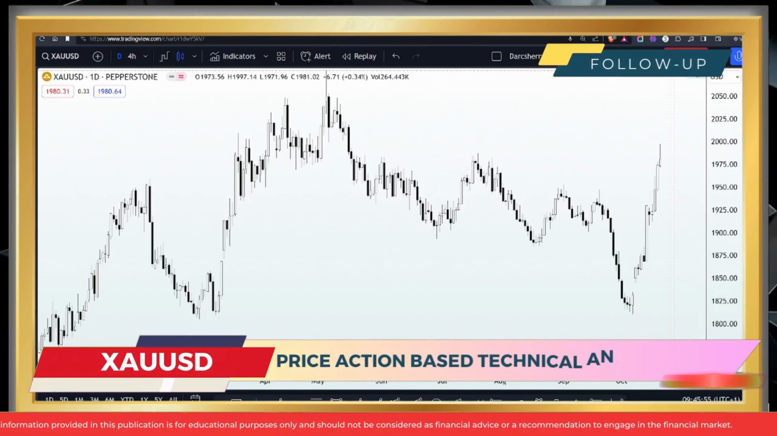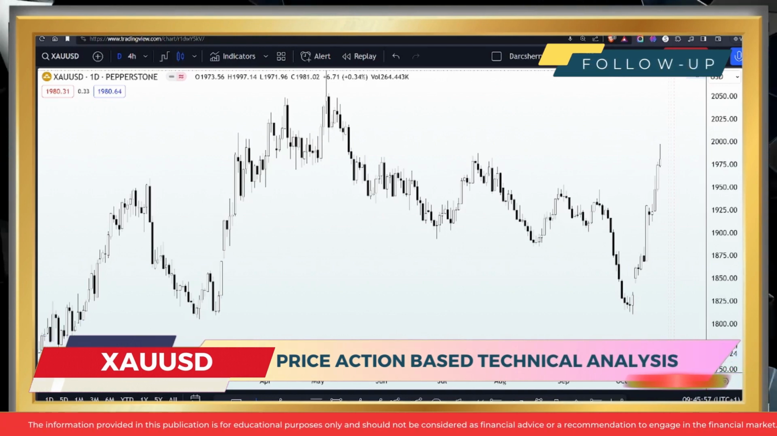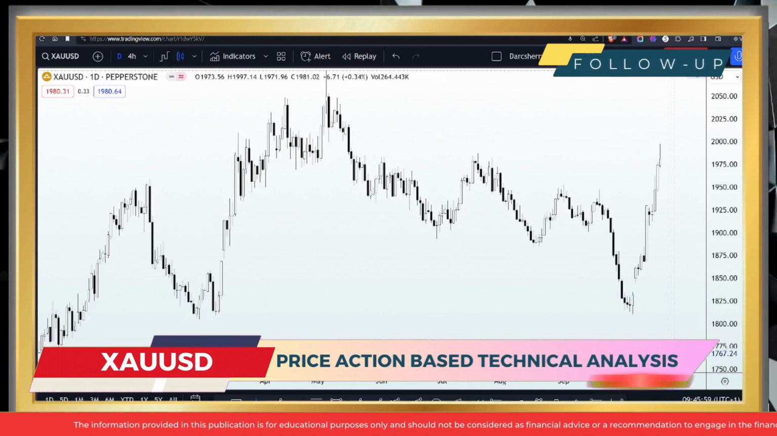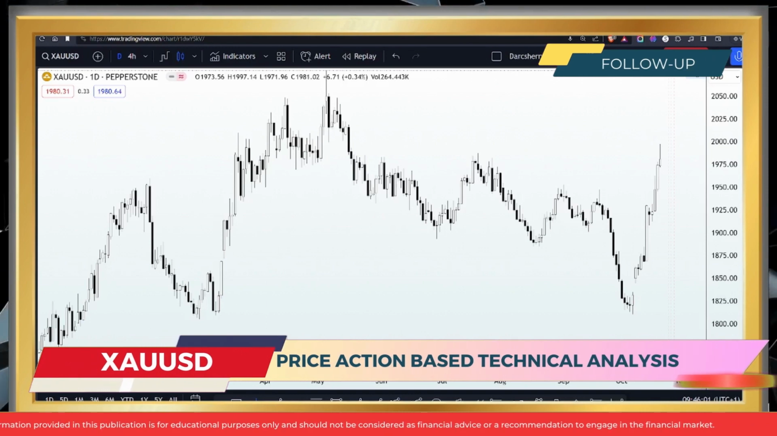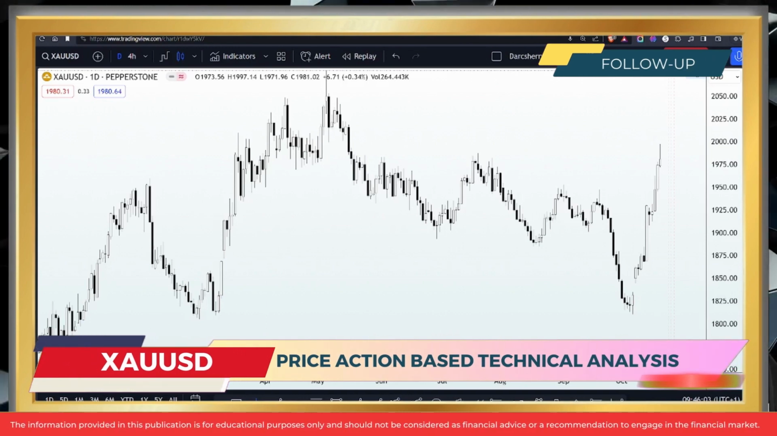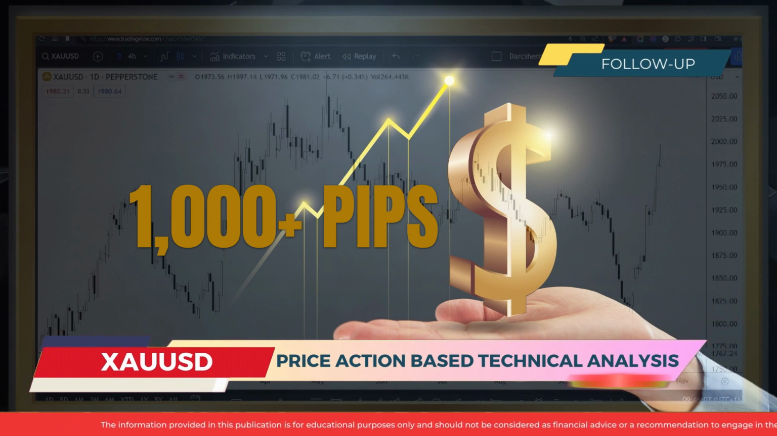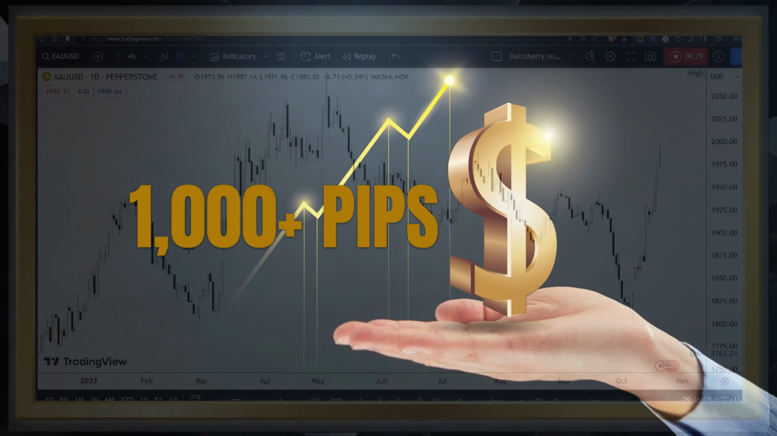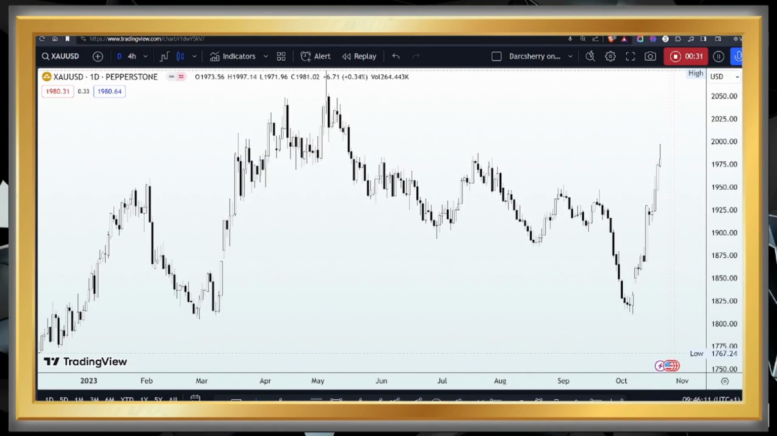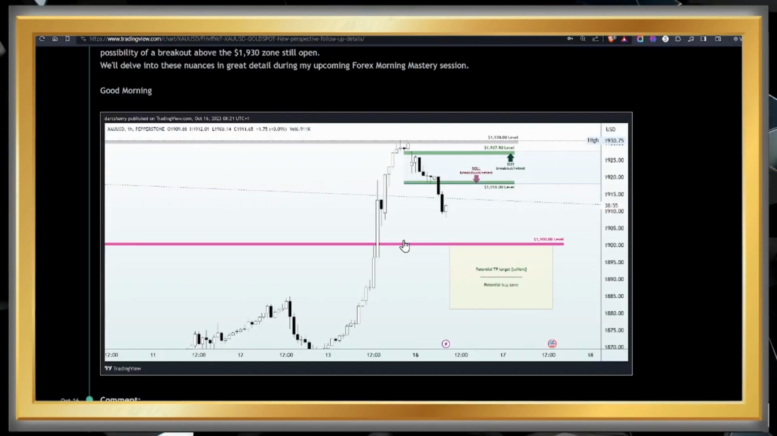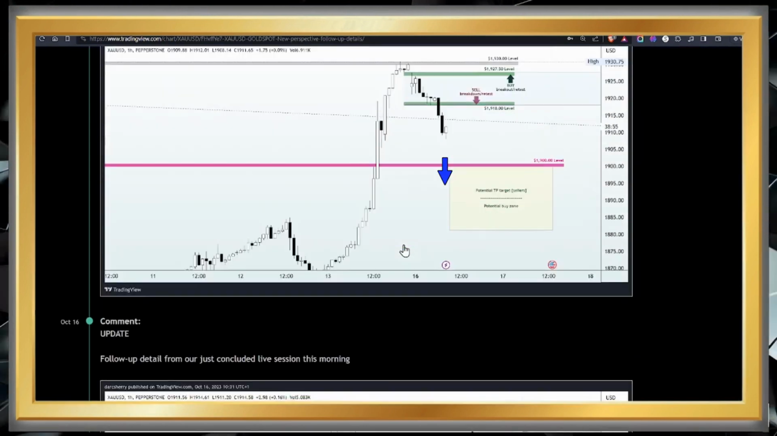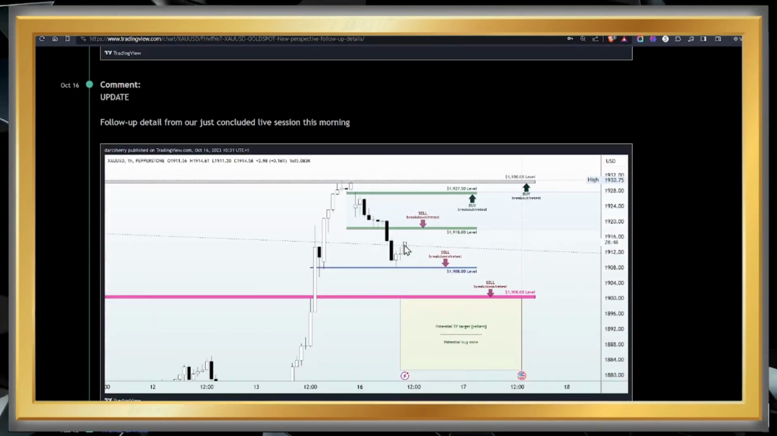Well, we made some excellent trades on the XAUUSD with multiple entries, of course, capitalizing on a move of over 1,000 pips as we rode the bullish momentum into the 1,985 zone. Well, the previous week started with a bearish momentum actually, and we initially looked out for selling opportunities.